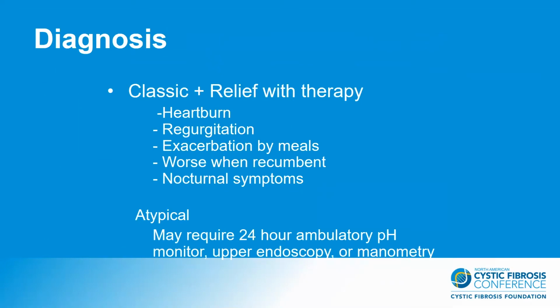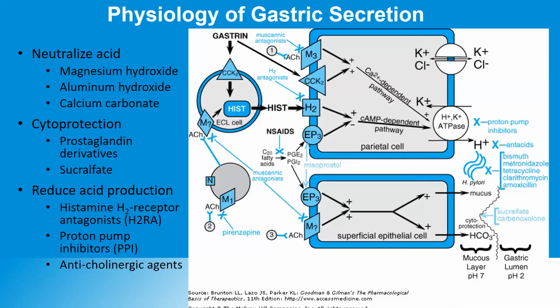How do we diagnose gastroesophageal reflux disease in any patient? Well, classic symptoms such as heartburn, regurgitation, exacerbation by meals, worse when lying down, or nocturnal symptoms, and relief with therapy such as acid suppressive medications. You don't need anything else. However, atypical symptoms such as chronic cough or worsening lung function may require 24-hour ambulatory pH studies or upper endoscopy or even motility studies to look for complications and to assess for other potential differential diagnoses.